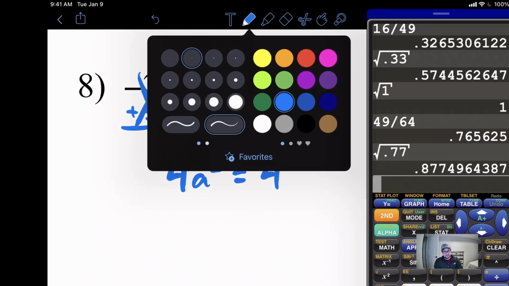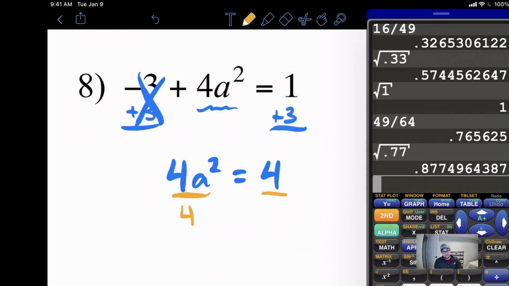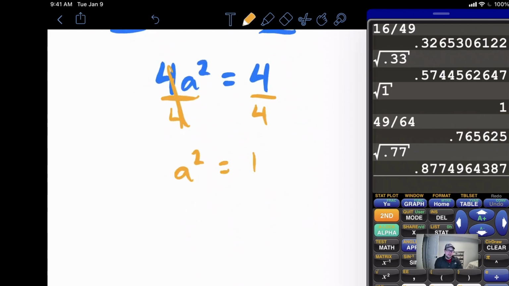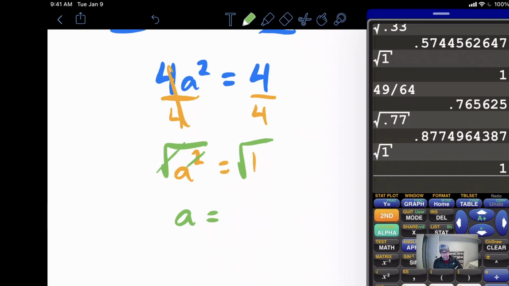Now we got to get rid of the 4, so we're going to divide that off. We're going to be left with a squared. 4 divided by 4 is 1. And of course, this is the spot that's new. We want to take the square root of both sides. These two cancel each other off, so we're just going to be left with a. And the square root of 1 should still be 1. So we get 1 as our final answer.